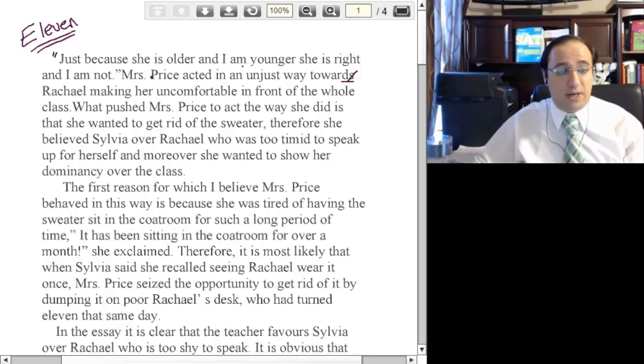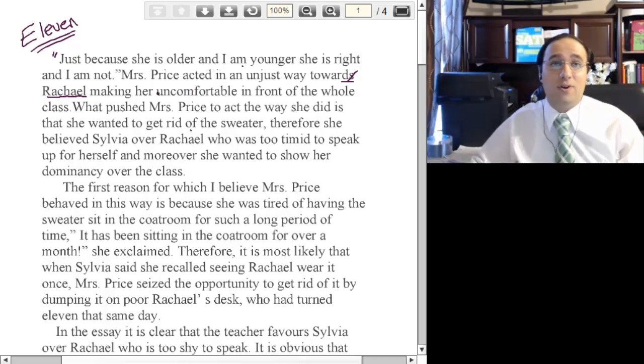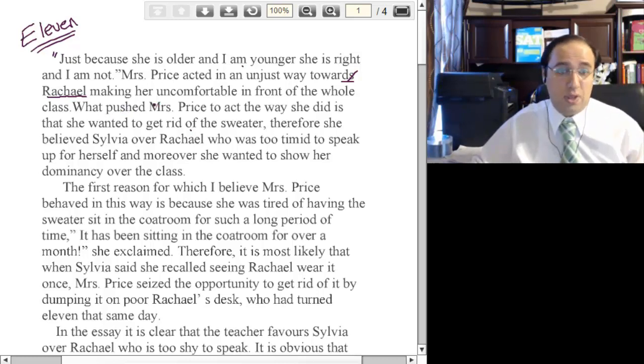Rachel is misspelled many times, okay? Of course, you don't need to know how to spell names. However, if this name is repeated frequently in the story, then we should be able to write it the way it is in the story. Toward Rachel, making her uncomfortable in front of the whole class.